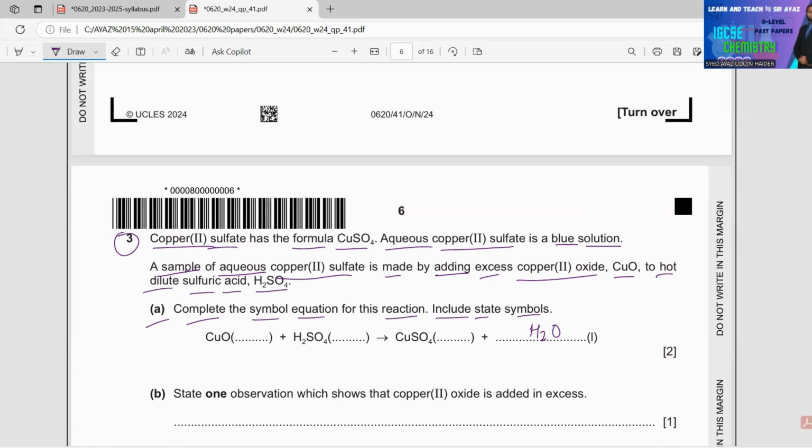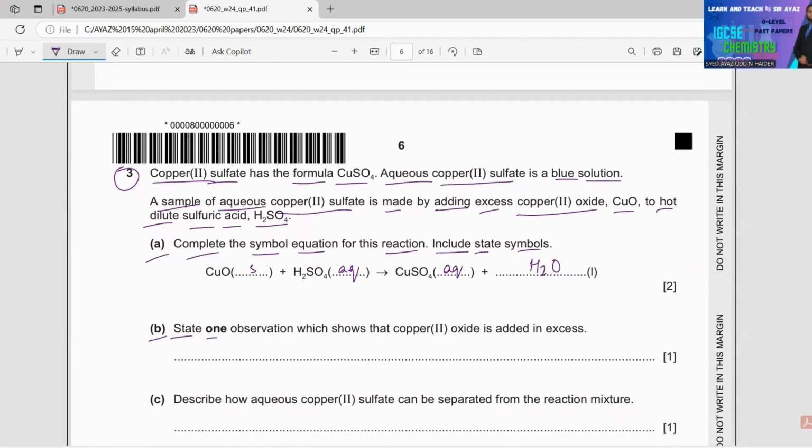Water must be the last product and it will be in the liquid state. Copper 2 oxide must be in the solid state. So I will write S here in the case of CuO. For H2SO4, I will write aq. You know that for an acid, water is necessary, and it's written aqueous. It's written dilute sulfuric acid. CuSO4 is aqueous copper 2 sulfate. So we must have aq here also.